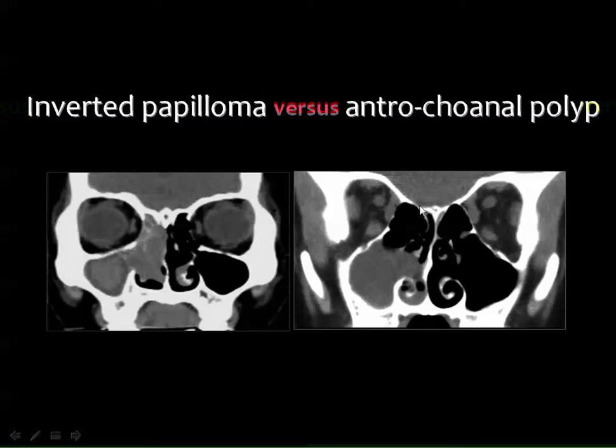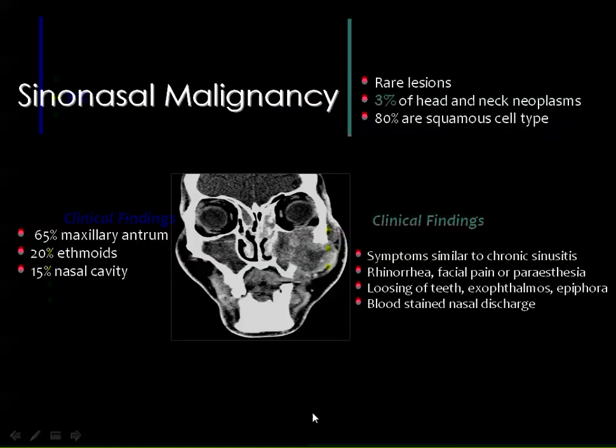And you see the ethmoidal air cells are clear. In cases of antrochoanal polyp, they are obliterated. In cases of inverted papilloma, the nasal fossa is expanded; it is not in antrochoanal polyp. The ostium is expanded in the antrochoanal polyp. It may be expanded also in the inverted papilloma.